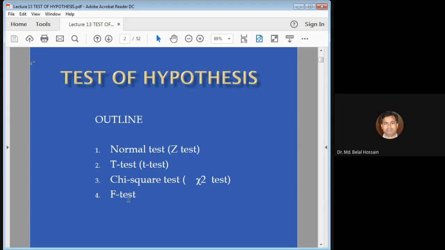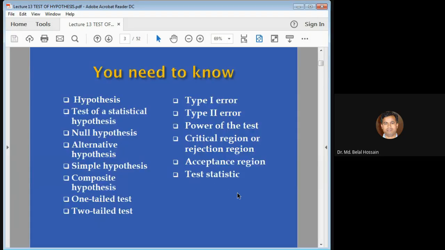And the F test is known as Fisher's F test. This F is coming from the name Fisher, R.A. Fisher, who is known as the father of statistics. We will discuss that at a later time.